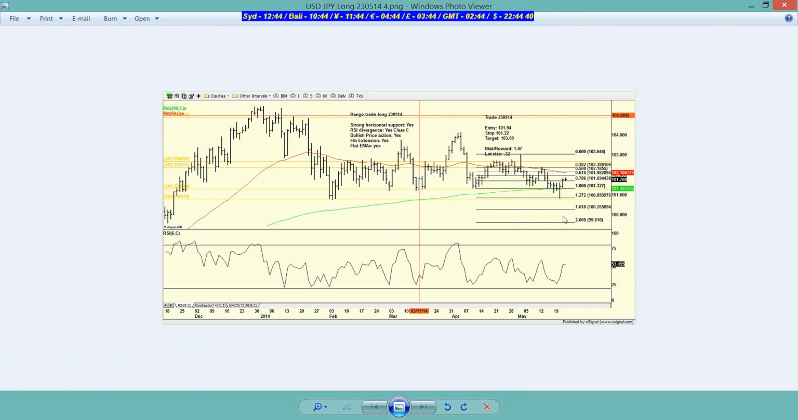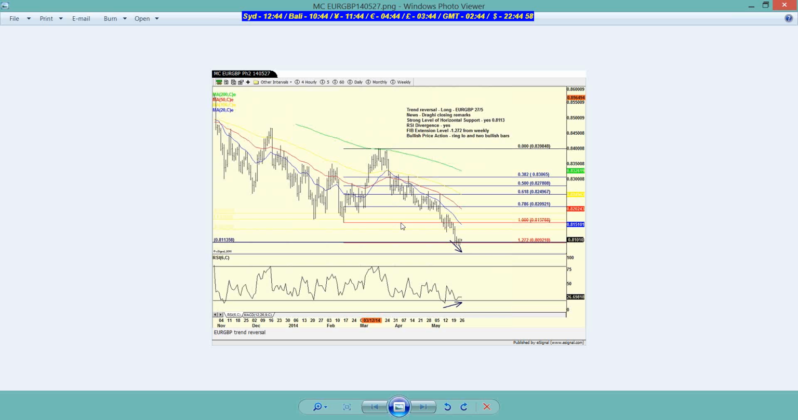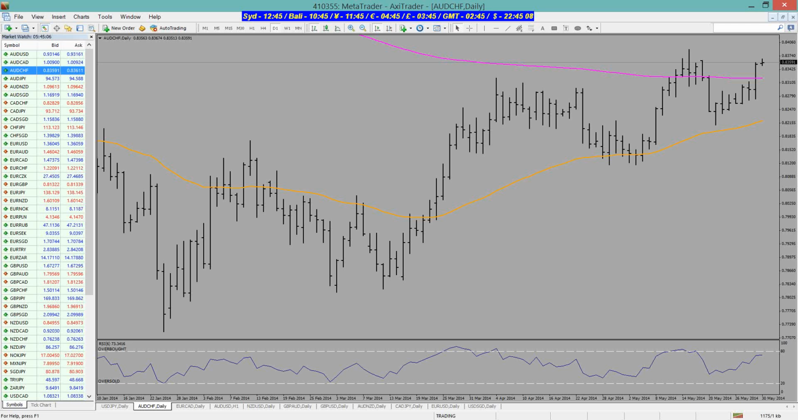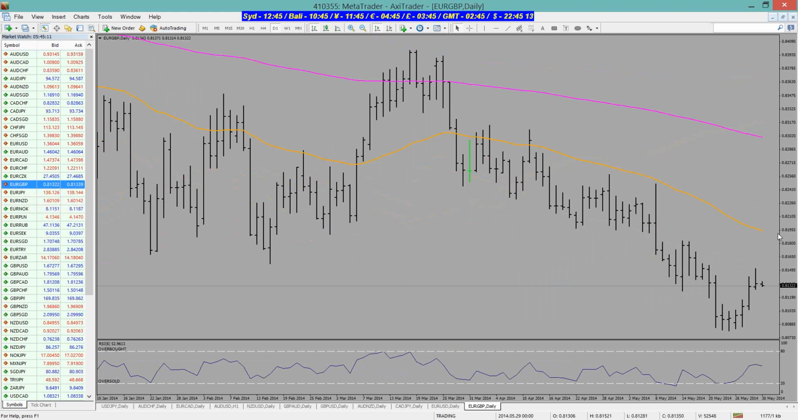Dollar yen long range trade. Yep, I think a lot of us took this. And class C, yeah, look, it's all there. Good. Euro pound, yes, definitely. This was a good trade, and looking okay. But your stop should now be in at risk free.